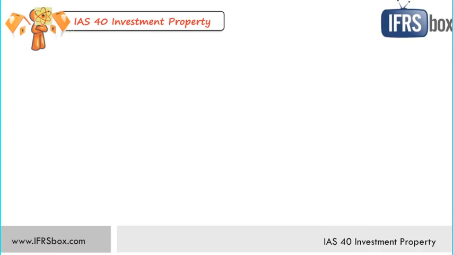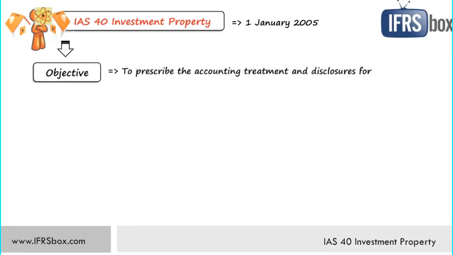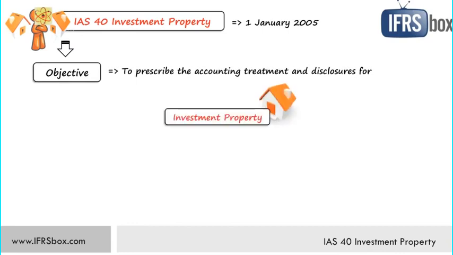IAS 40 belongs to the older standards as it was issued some time ago, while in its current version it's applicable for the period starting on or after 1st January 2005, but of course there were some minor changes as other standards developed. The objective of IAS 40 is to prescribe accounting treatment and require disclosure for investment property.